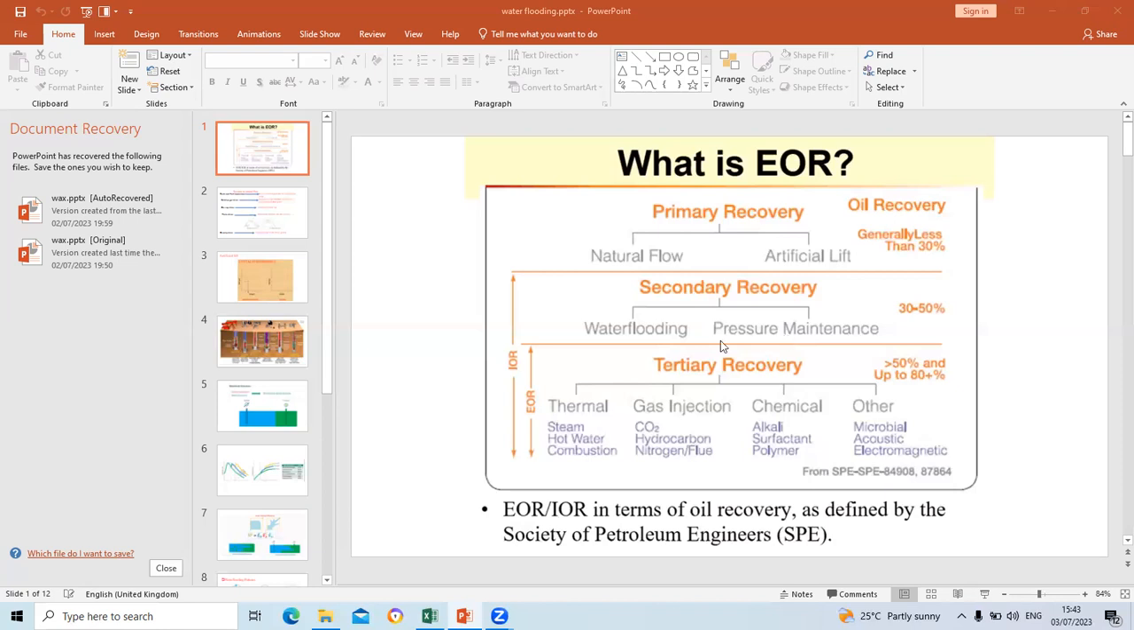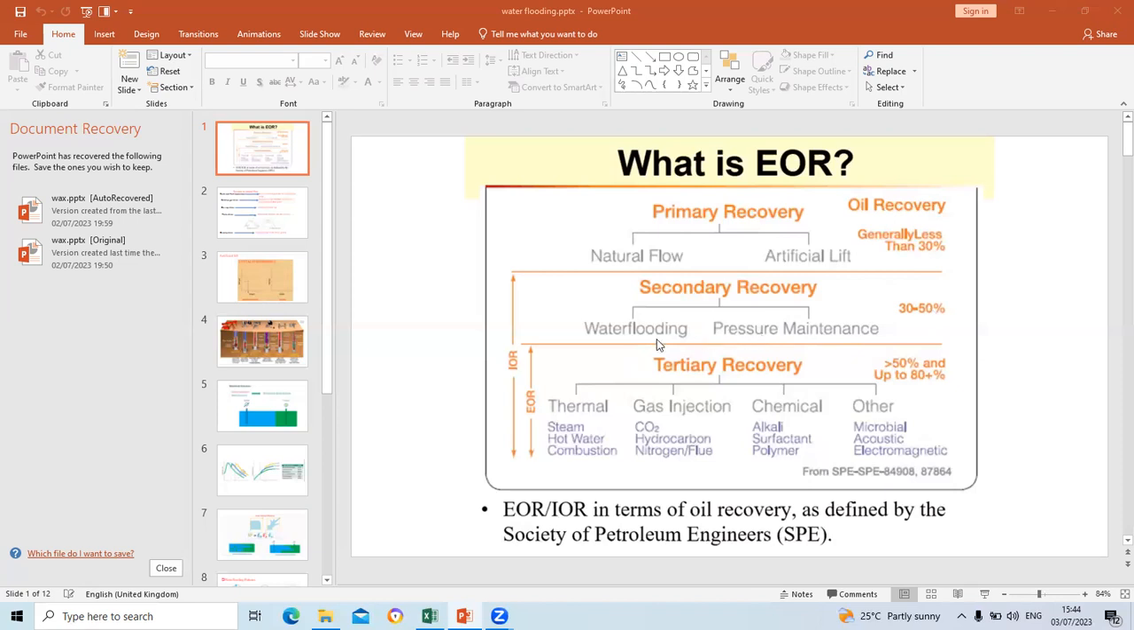So we have water injection and we have water flooding. I will explain those two terms in brief. Generally, we have less than 30% of recovery when the primary methods are applied. When the secondary mechanism comes in, we have between 30 to 50% of recovery.